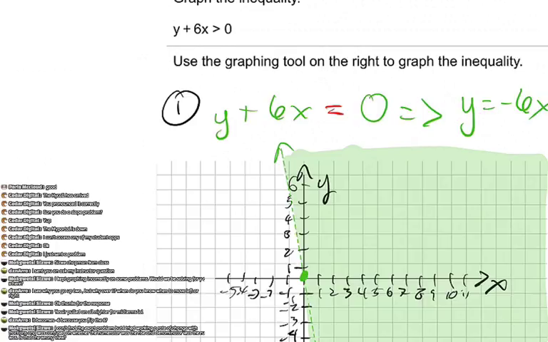Okay, so if we're solving for y and we have a plus 6x, then to cancel it on the left and move it to the right, we subtract 6x. So if we subtract 6x on the left, they cancel, and then on the right, we'll get a negative 6x. So we just subtracted 6x from both sides.